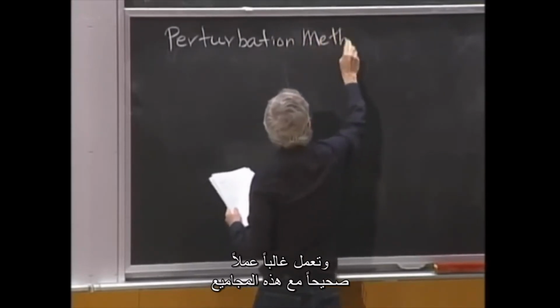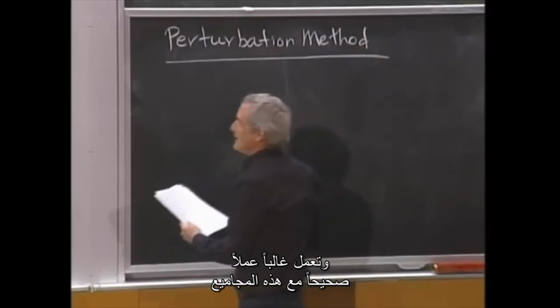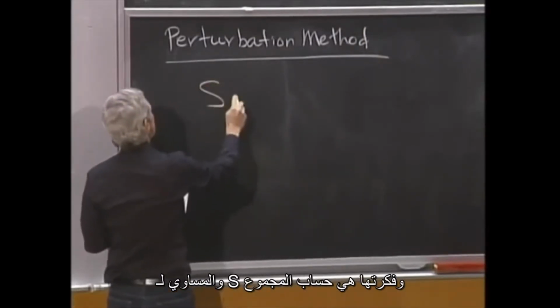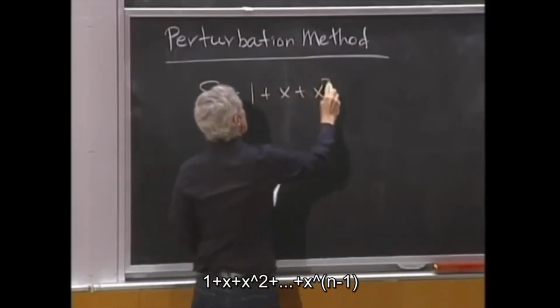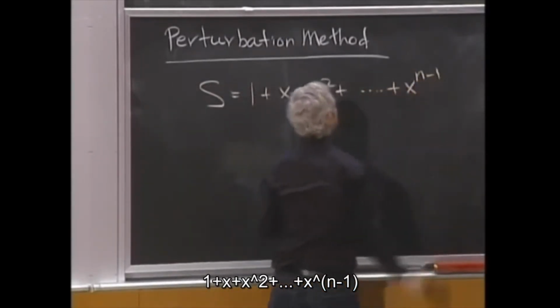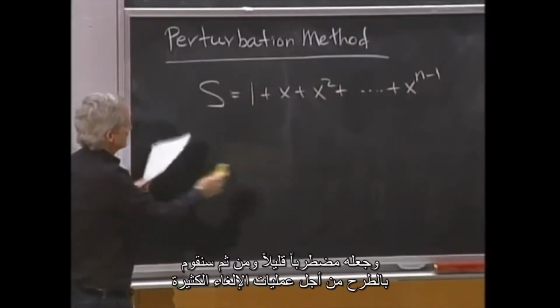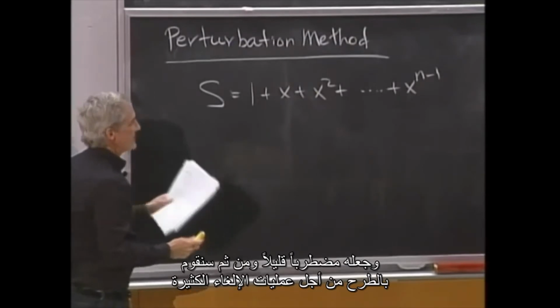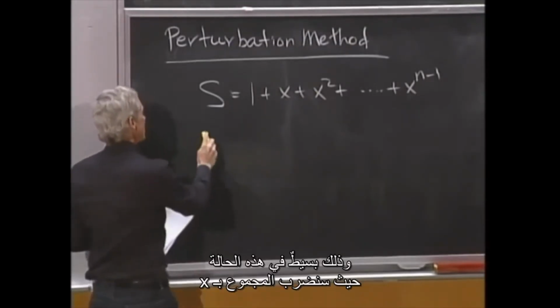And this sometimes works. Certainly with sums like that, it often works. And the idea is as follows. We're trying to compute the sum s, which is 1 plus x plus x squared plus ... plus x to the n minus 1. And what we're going to do is perturb it a little bit and then subtract to get big cancellation. In this case, it's pretty simple.